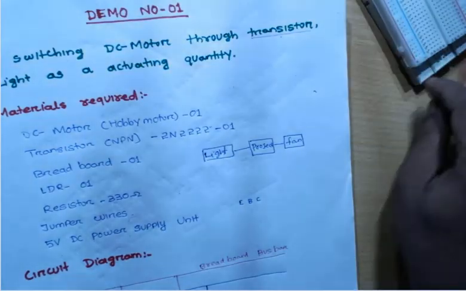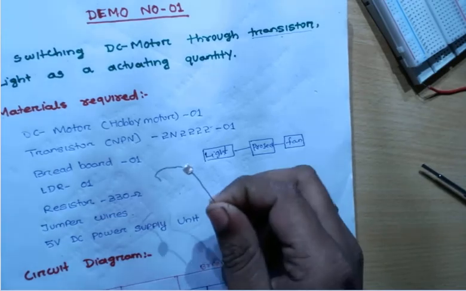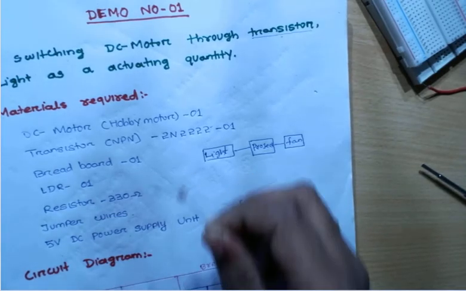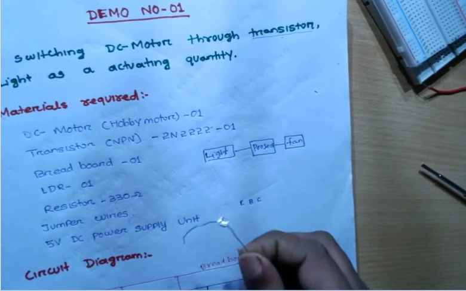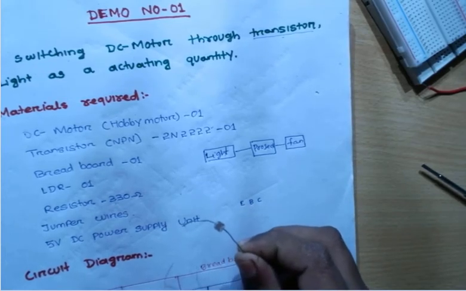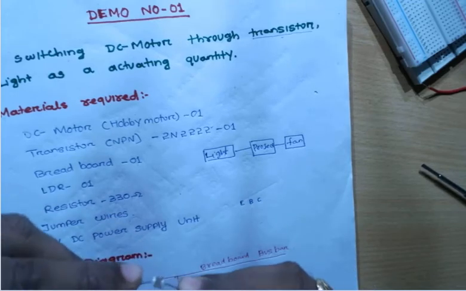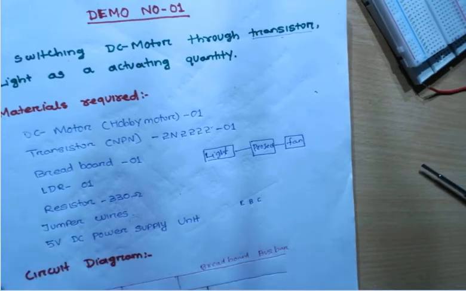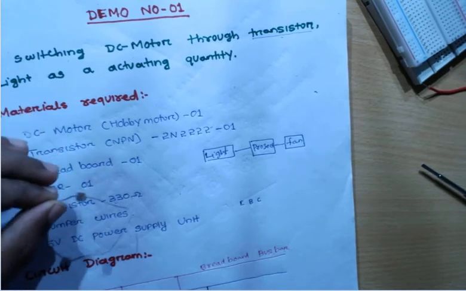The next component is the LDR. You can see this is your LDR. What is the purpose of this component? When light falls on it, its resistance changes. You can say it is a variable resistor. When light falls on it, the resistance of this resistor will change. It is called a light dependent resistor, meaning the resistance of this resistor depends upon the light.